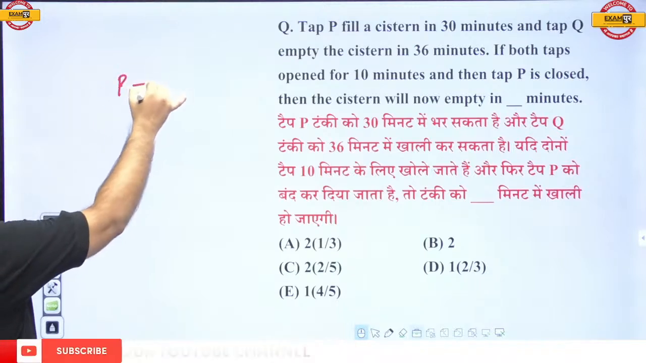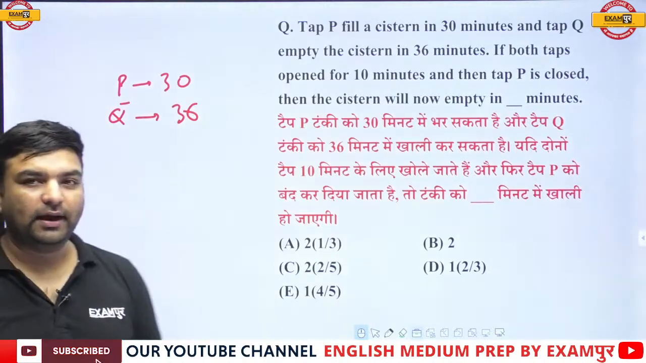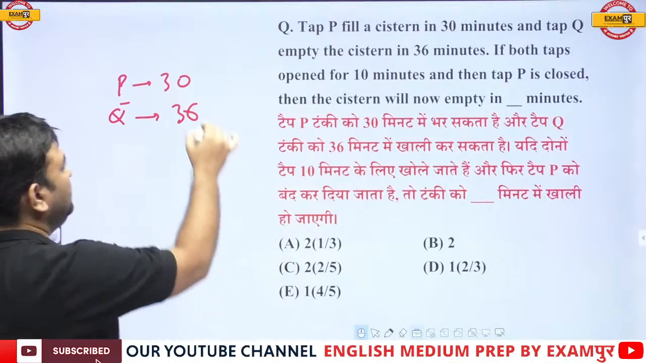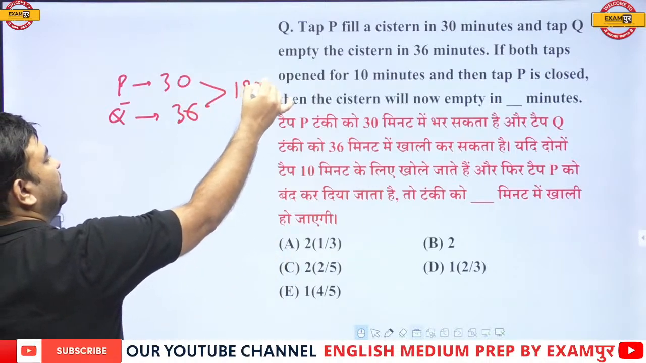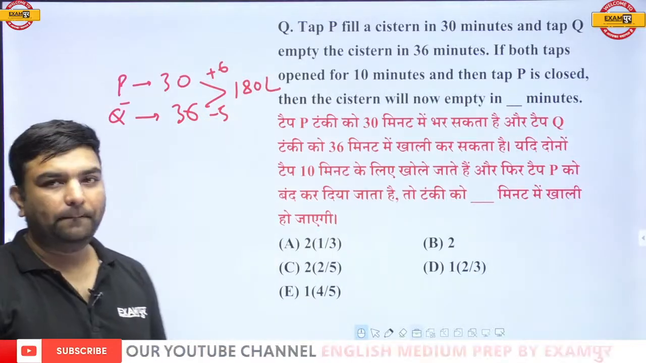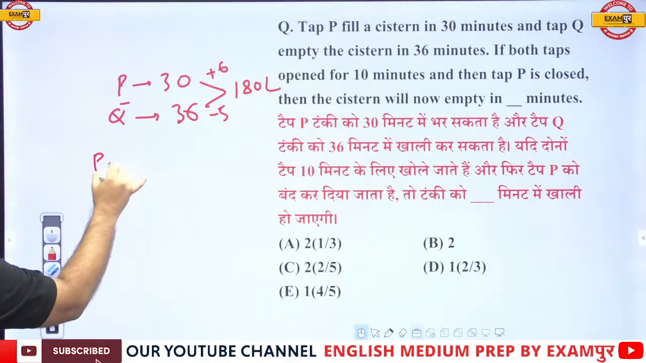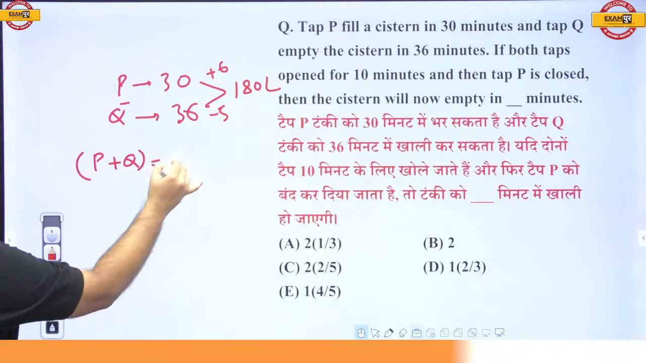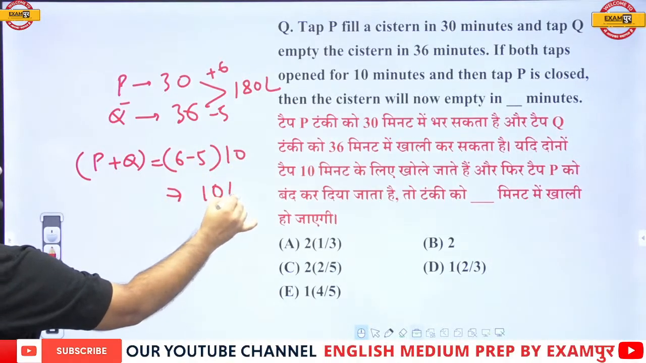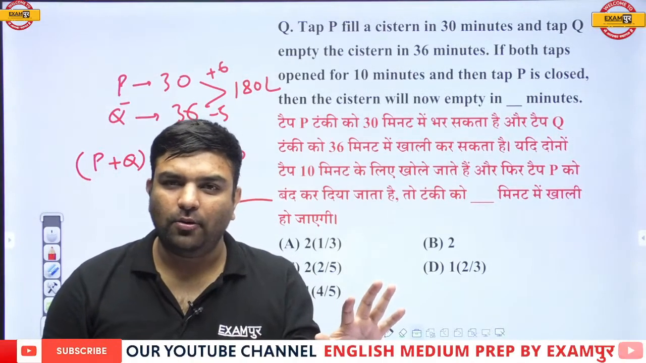P can fill it in 30 minutes. Q can empty it in 36 minutes. Never forget to apply the negative sign over emptying. Take the LCM, 180 liters. P efficiency plus 6, Q efficiency minus 5. Both are opened for 10 minutes. So plus 6 minus 5 for 10 minutes. So 10 liters of water filled. Only 10 liters of water filled till now.